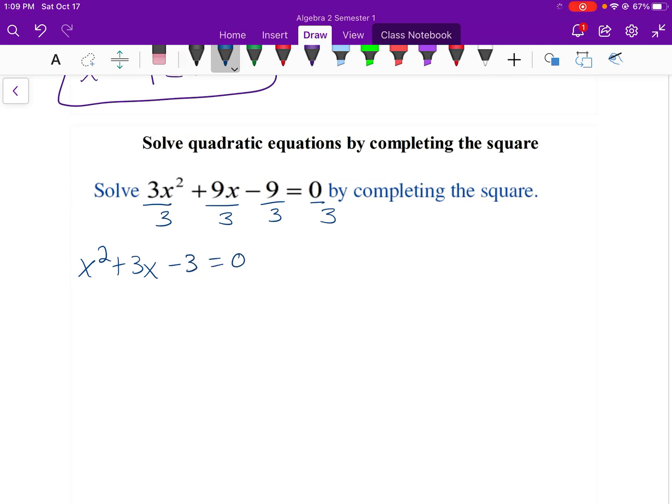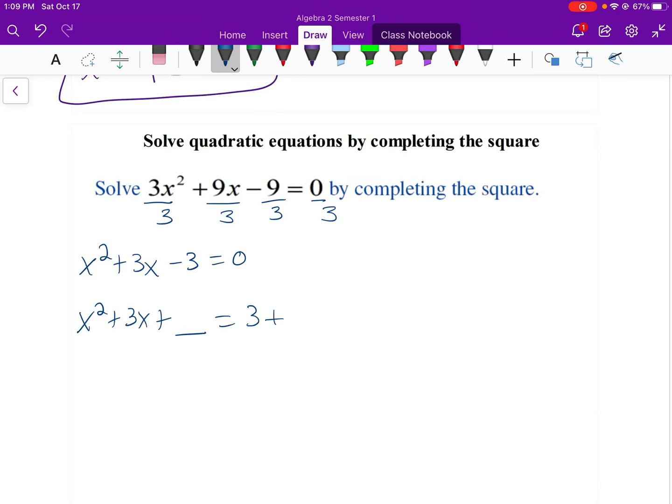Okay, bringing that constant over, x squared plus 3x, eventually we're going to add something, is equal to 3 plus something. Okay, half of b, over 2 squared. So 3 halves squared, or 9/4. Okay, so we're adding 9/4 to both sides.